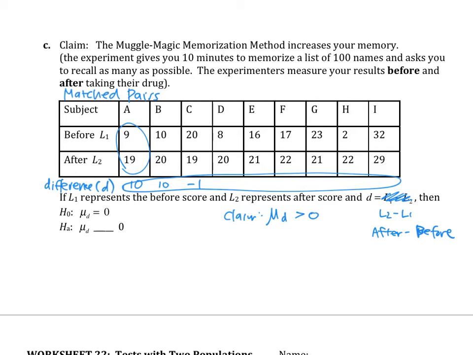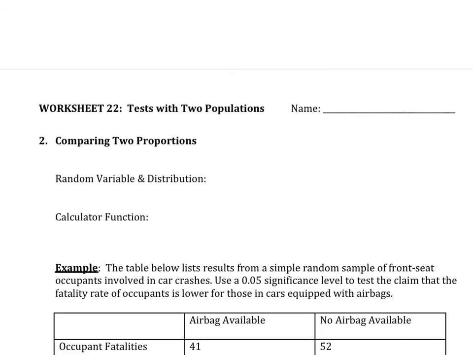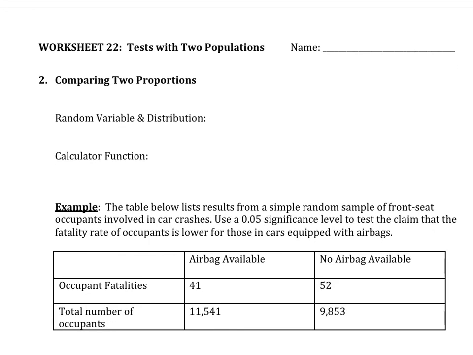Again, this is a strict inequality, so that's going to be HA, and H naught is going to be less than or equal to. All right, so we talked about how to set up the claim when we are comparing two populations. Now let's talk about how to actually perform a hypothesis test.